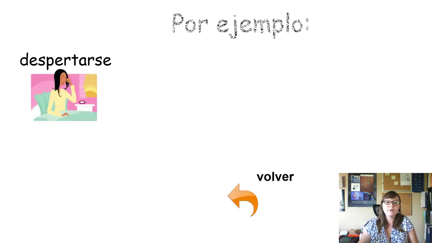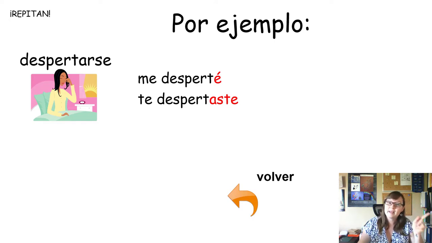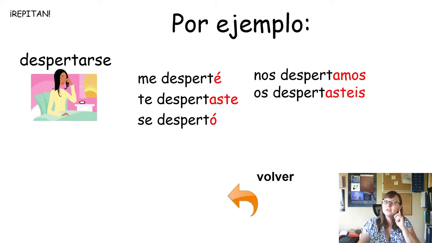So, for example, despertarse would be me desperté. So this is a reflexive verb, right? We've got those reflexive pronouns before it too. Me desperté. Tú te despertaste. Ella se despertó. Muy bien. Nosotros, reflexive pronoun, nos despertamos. Muy bien. Vosotros os despertasteis. Ellos se despertaron.